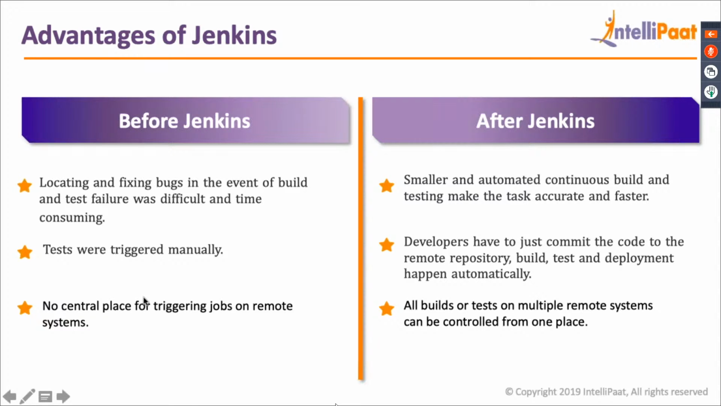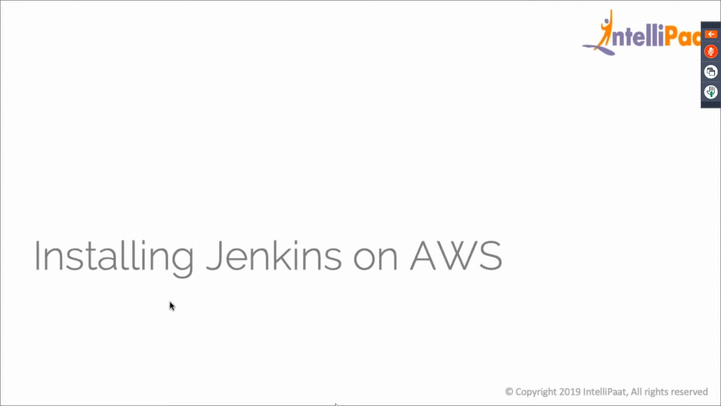Third thing is, there is no central place for triggering jobs on remote systems. So if I want to trigger certain shell scripts on remote systems, there was no central place from where I can control all this. But with Jenkins, since I will be adding all the peripheral nodes as slaves in Jenkins, I can control everything from one place with respect to anything that I have to execute or add on the remote systems. So that is also an advantage for us.